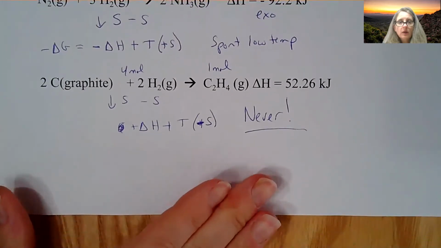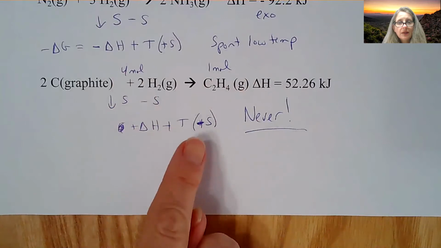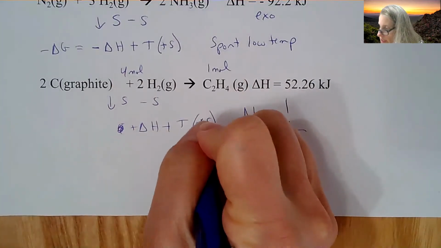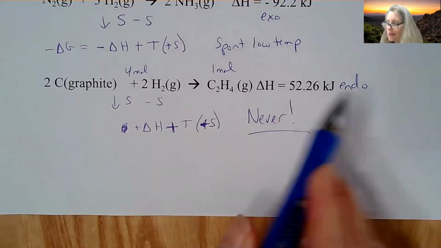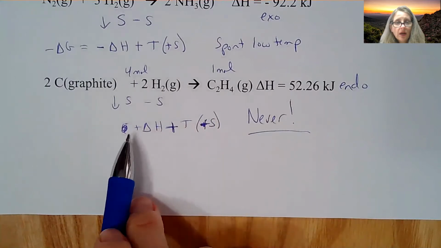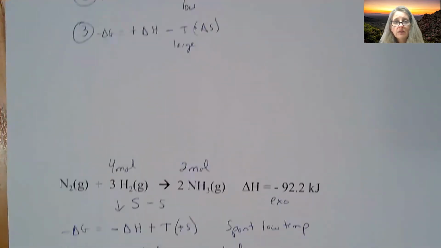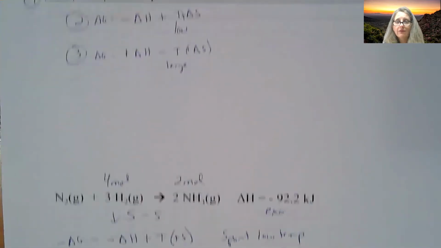So the second equation is going from 4 things to 1 thing, so you have a decrease in entropy, so that's going to be negative. But when you put it into the equation, it's going to then become positive. And since this is an endothermic, the delta H is positive here. I have a positive here, a positive here. This will never, ever be spontaneous. So again, if it's endothermic and a decrease, it will never happen.